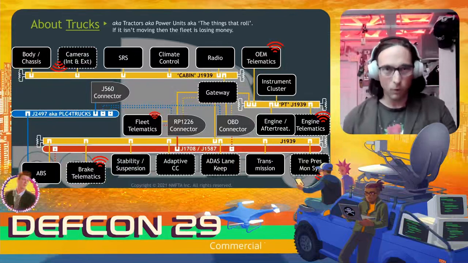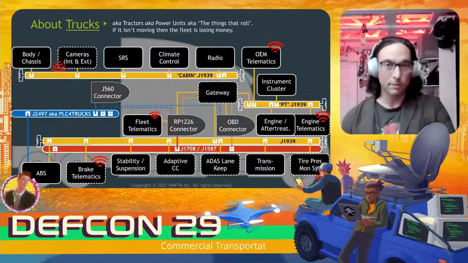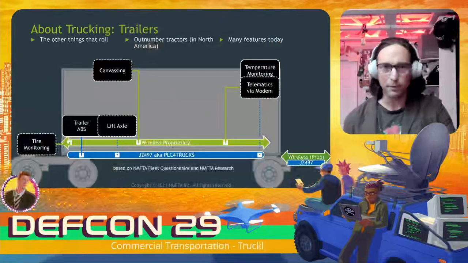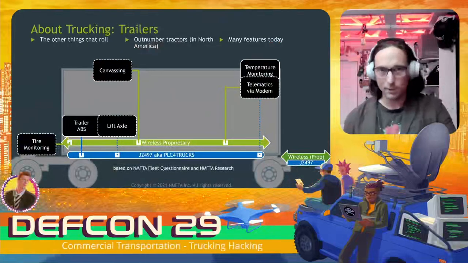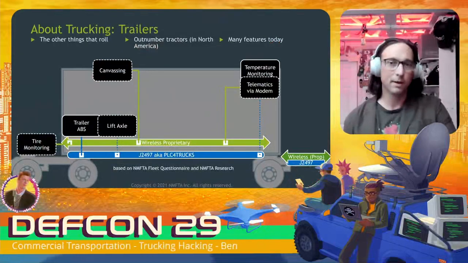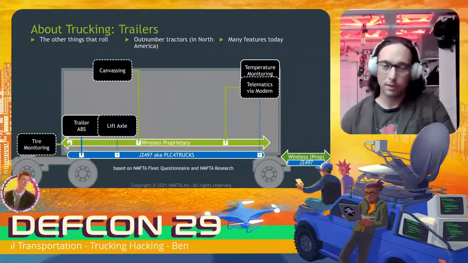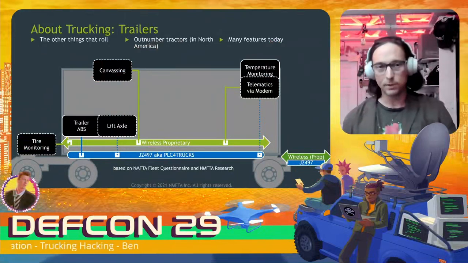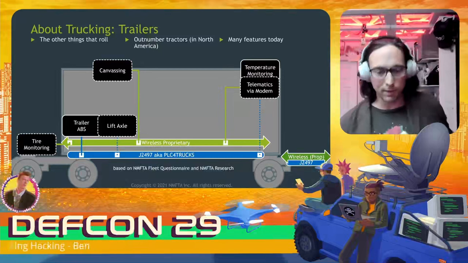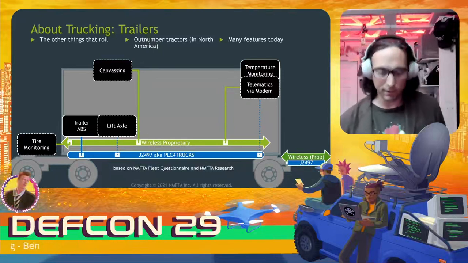And of course, it goes without saying, these trucks, they exist as money makers. If they're not rolling, then the fleet is losing money. So what about trailers? The other things that roll, they actually outnumber tractors in North America. They have plenty of features. What you see pictured here is a summary of the features you'll find in a trailer based on questionnaires that we put to our fleets.